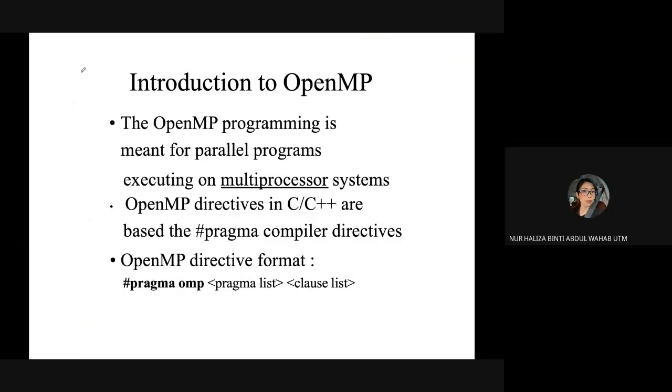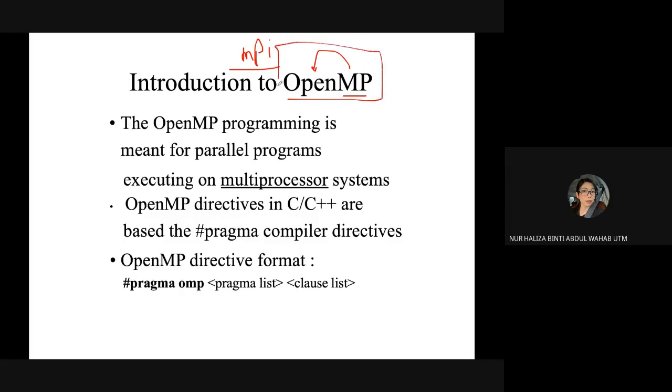Okay, so this one is under our module 7. We're going to look into a new topic, but basically it's quite similar. Last time we learned MPI. It is still there, but now it's replaced with OpenMP. So what is the difference between MPI and OpenMP?